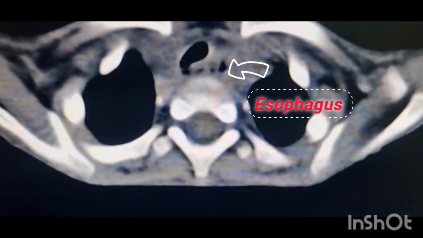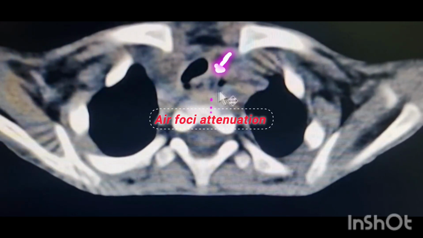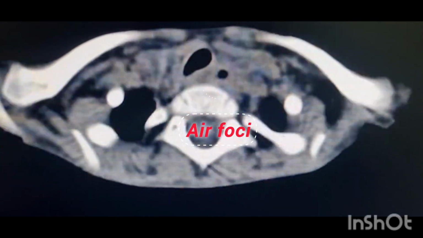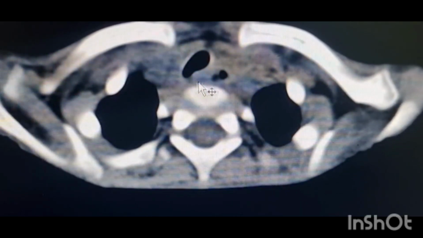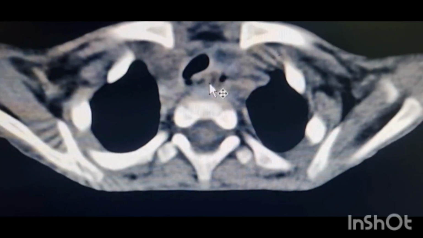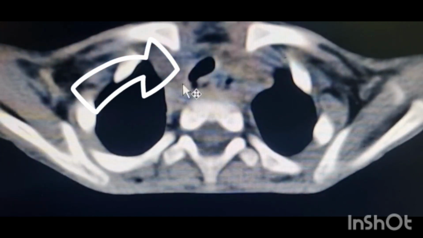But we can see here evidence of multiple air foci of air attenuation in the soft tissue between the trachea and esophagus. However, no complete definitive fistulous tract is seen between the trachea and esophagus. So this is because of the coin which was placed in the esophagus for 3 months, that was removed with the help of flexible endoscopy. So it is not a case of congenital tracheoesophageal fistula, but it is a case of partial tracheoesophageal fistula.